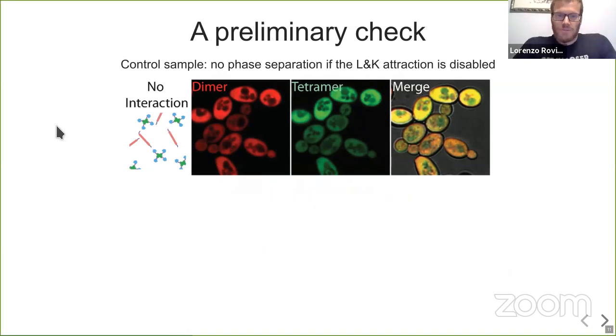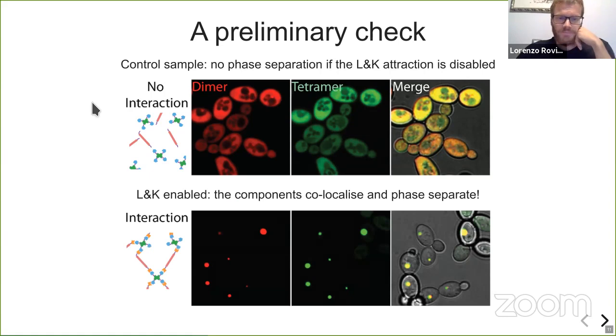So let's first do a sort of control sample. We let yeast cells express these proteins, but with a variant so that no bond is possible. There is no lock and key mechanism here. You see that you have two channels, one for dimers, one for tetramers, and then you have the overlapping channel. And you see that in this strain the fluorescence is spread throughout the cells. So nothing is happening here. Cells can move around and they do.